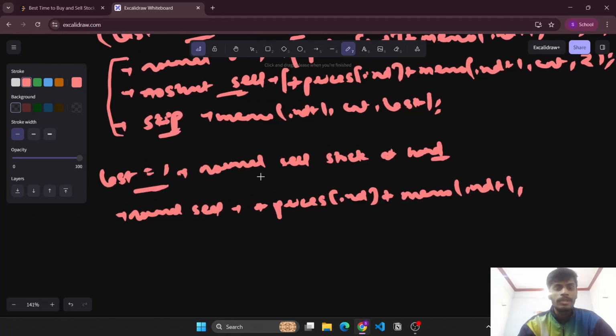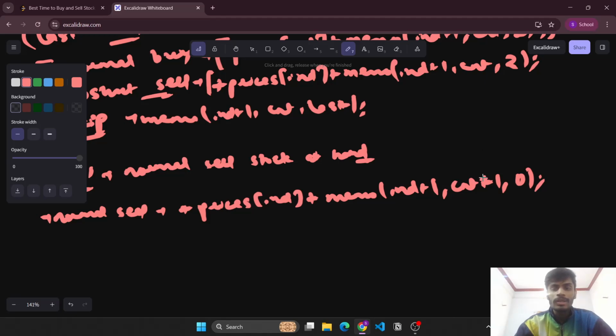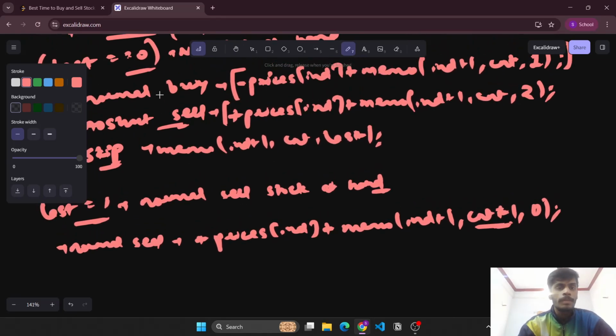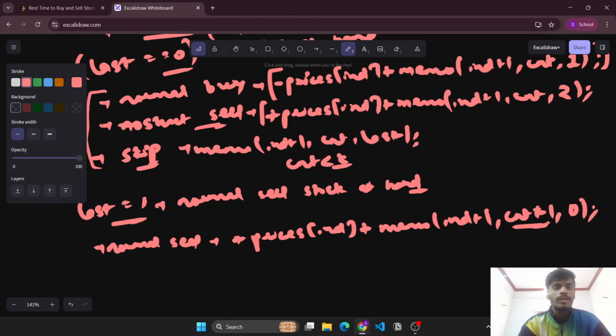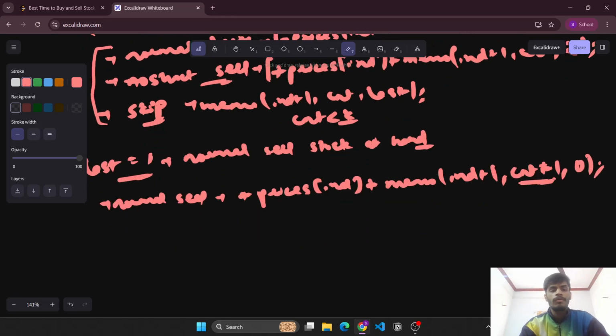This transaction is completed, which means we'll be increasing the count by 1. So count plus 1, and since the complete transaction has been completed, this last value will become 0, as we will have no stock at hand now. We also need to make sure that count plus 1 should be less than or equal to k. We are only performing these transactions when the count value is less than k. As soon as count becomes greater than or equal to k, we can simply return before we execute these statements. That will be fine here.